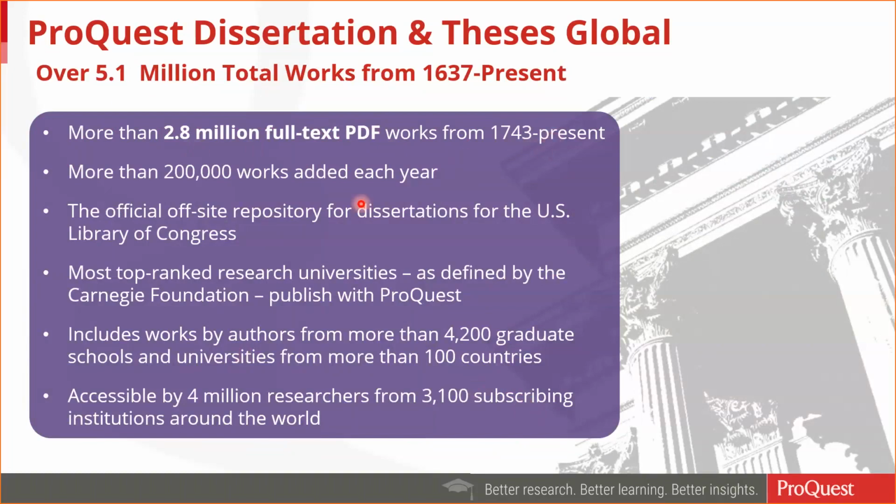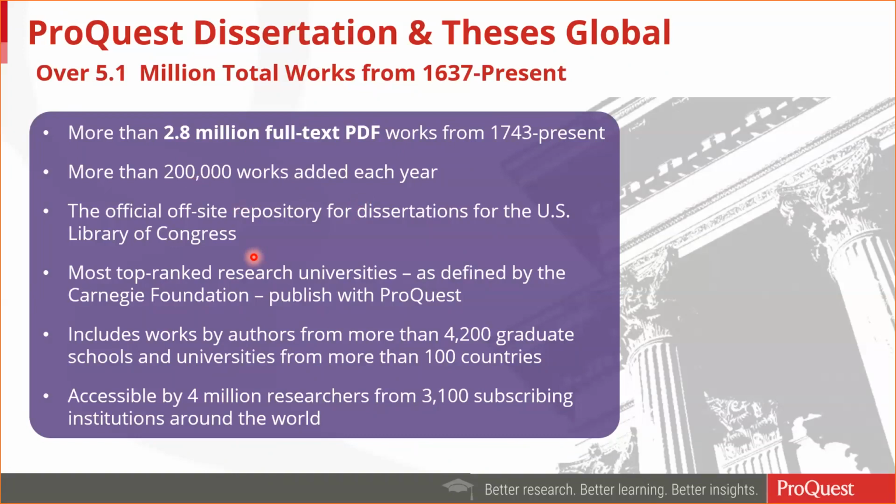And every year, there are 200,000 works being added. So you know that the research will evolve. If you have looked at the research in the past and you want to see upcoming research that is relevant to the topic, this is the place you go to, because it evolves, because constant information is being added in this platform. Of course, this is recognized as an official repository for dissertations for the US Library of Congress.